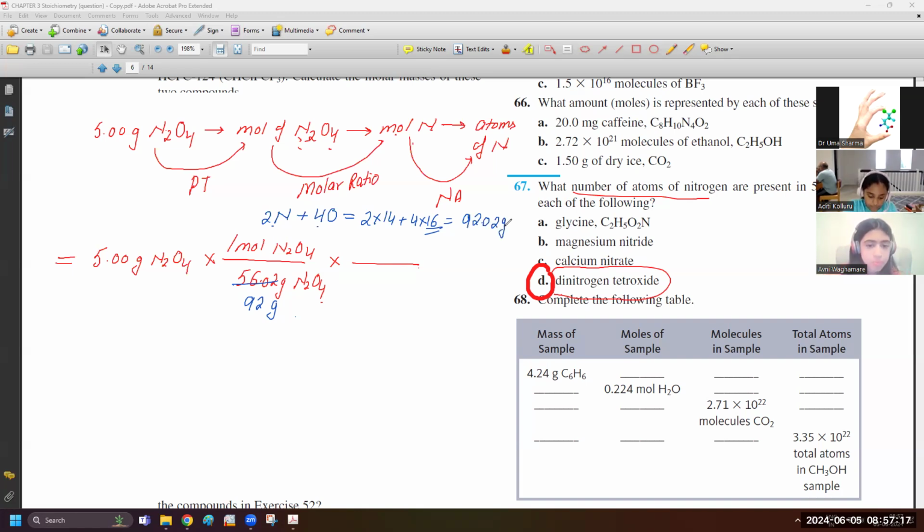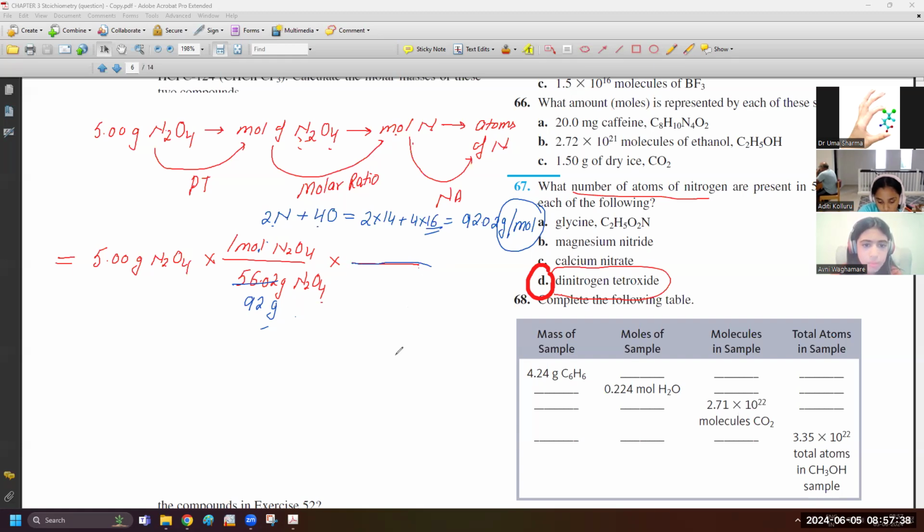Grams. What are the units, Avni? Grams per mole. These are the units of molar mass all the time. How many grams in 1 mole, right? That's why mole is in the denominator. If I write per mole here, the mole will come here.